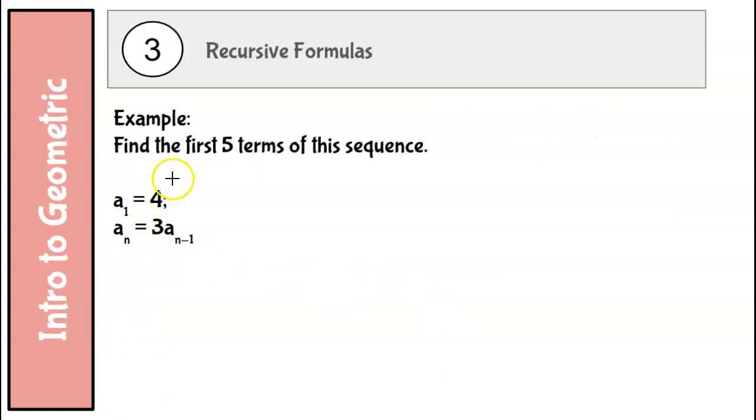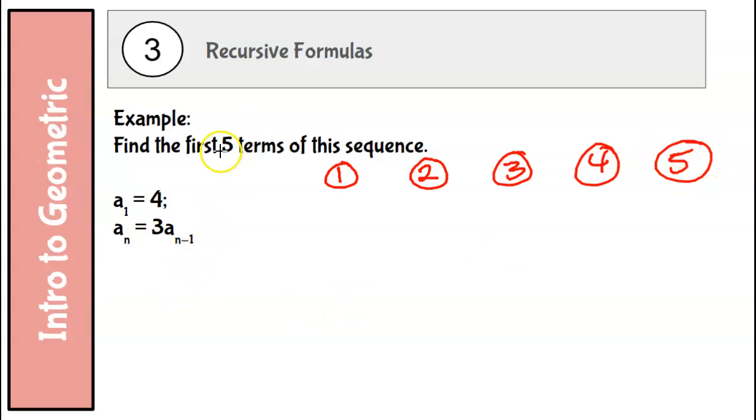Let's take a look and make sure that you understand how to read a recursive formula. So we're going to find the first 5 terms of the sequence. So again, just like I did with the arithmetic, it really helps me to list out 1, 2, 3, 4, 5 so I can make sure that I've got the numbers that it asks for. It asks for the first one, which is always given to you.